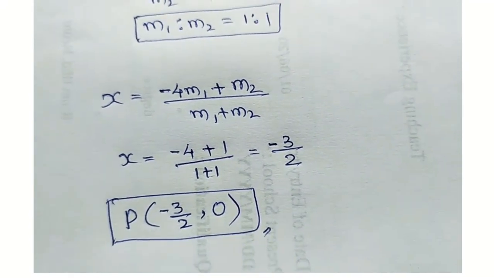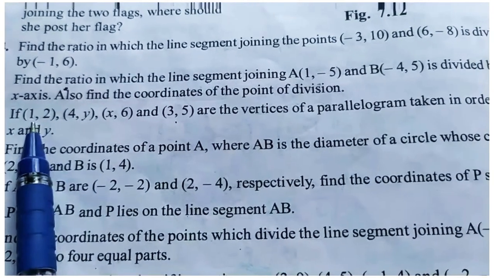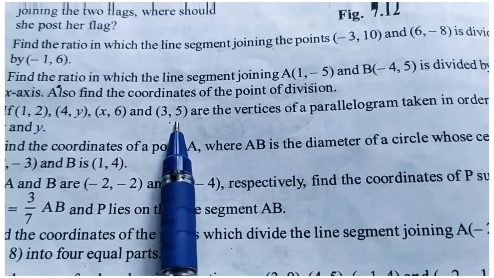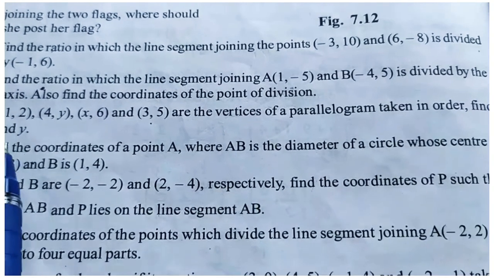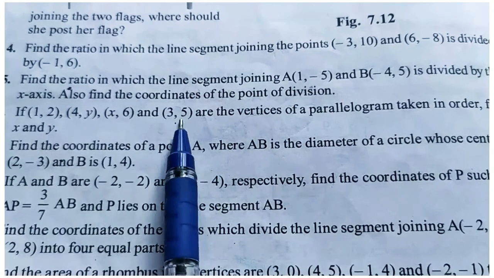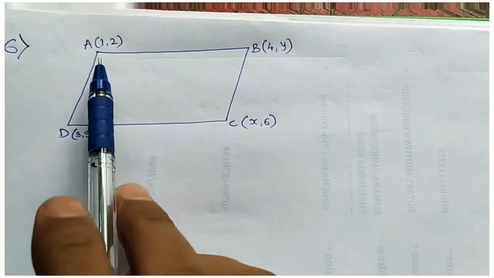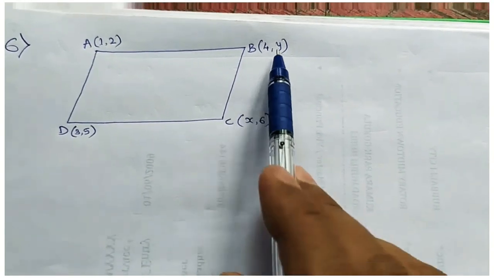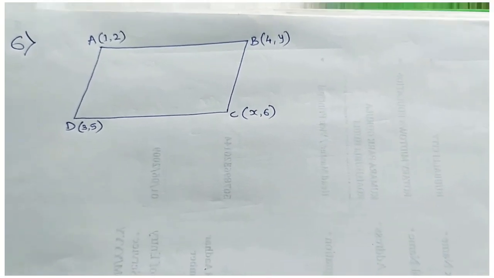Now, sixth question: if the points (1, 2), (4, y), (x, 6), (3, 5) are the vertices of a parallelogram taken in order, find x and y. Let these vertices be A, B, C, D. Draw the parallelogram and name the vertices A, B, C, D. Now we have to find the y value and x value.